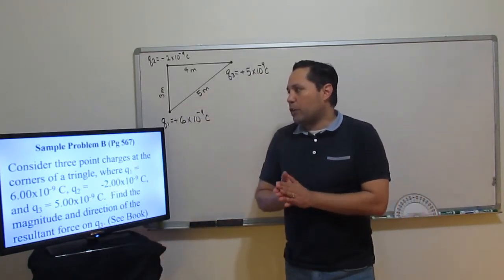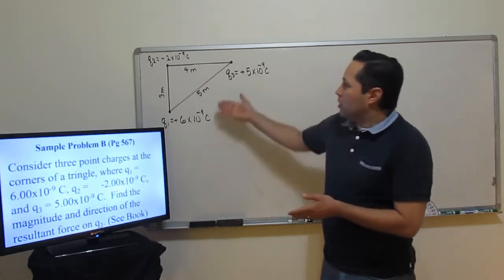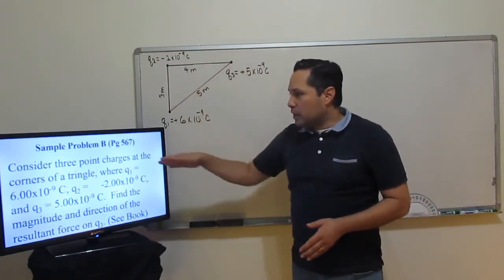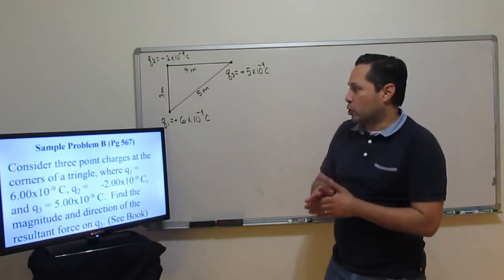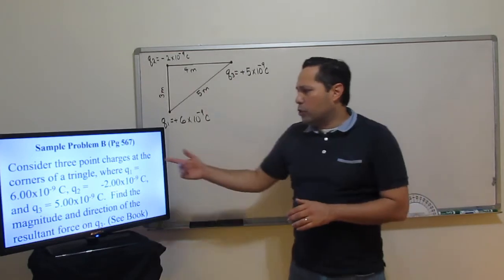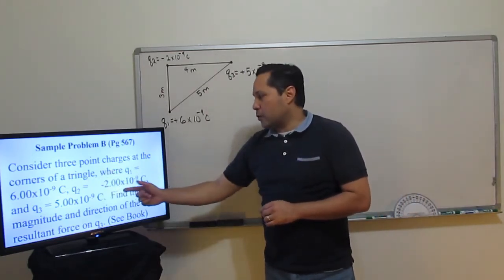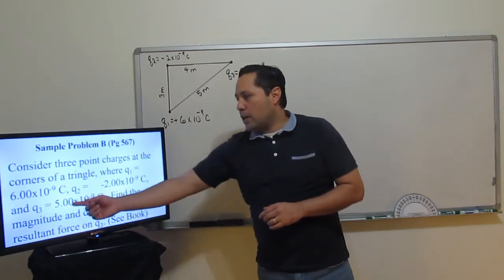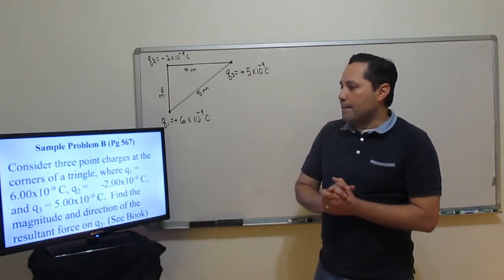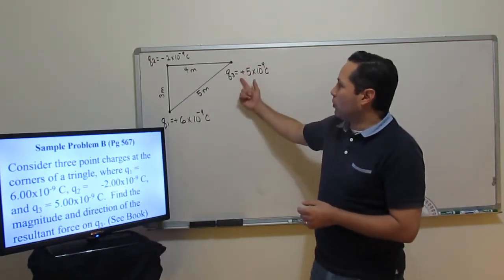First problem is sample problem B out of page 567. In this problem, the book already comes with the picture. So this picture is drawn out of the book. And then they describe the following. Consider 3 point charges. There, and there. Q1 is 6 times 10 to the negative 9 coulombs. Q2 is negative 2 times 10 to the negative 9 coulombs. And Q3 is 5 times 10 to the negative 9 coulombs. Find the magnitude and direction of the resultant force on Q3.